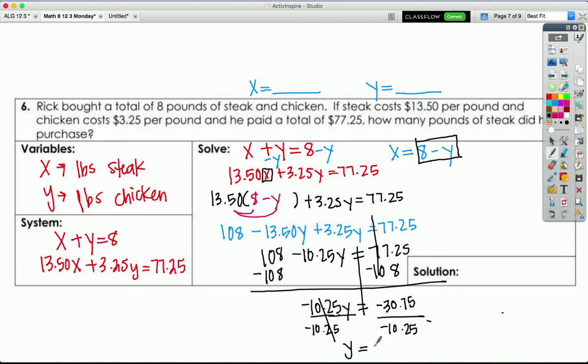Okay. So what we just found out is how many pounds of chicken was purchased. Since our first equation is really simple, 8 minus 3 will tell us the amount of steak, which is 5. So it's 5. Oh, that's why. So the answer to our question, we need to make a sentence and actually answer it. So Rick purchased 5 pounds of steak.